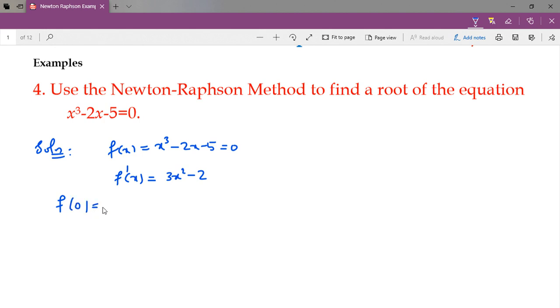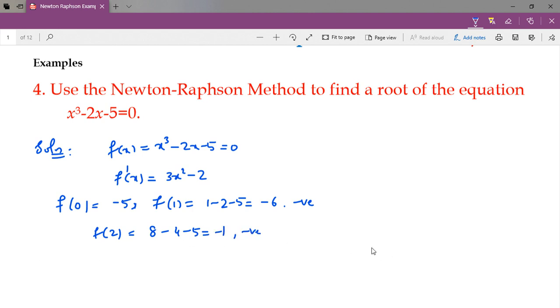Take f of 0. f of 0 is minus 5. f of 1 is 1 minus 2 minus 5, that is also negative, that is minus 6. Now let us go for f of 2. f of 2 is 8 minus 4 minus 5. That is minus 1, which is also negative.